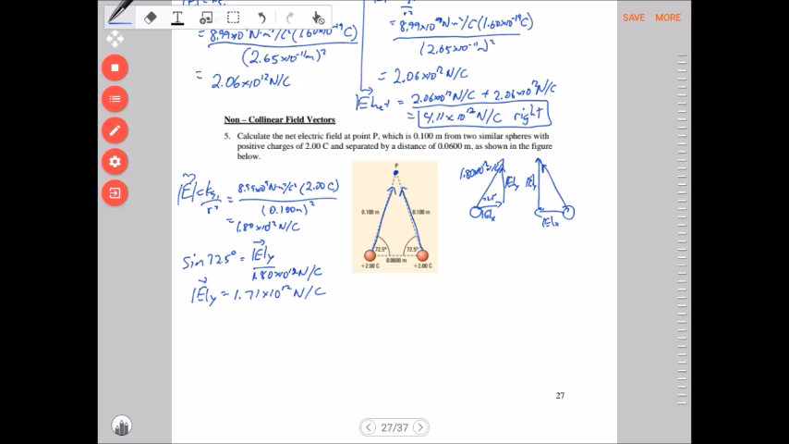Now, just for the fun of it, let's figure out the EX. So cosine of 72.5 degrees equals EX over 1.80 times 10 to the 12 newtons per coulomb. Sorry, I'm trying to write fast, and that's just not helpful. So EX ends up being 5.41 times 10 to the 11 newtons per coulomb. We should put directions. So EY is up or north, and EX is to the right or east.